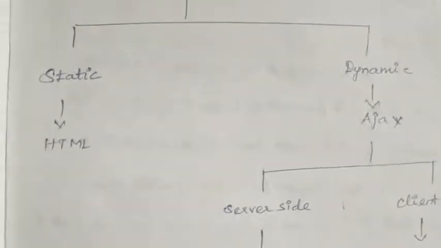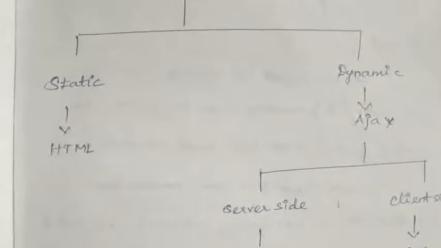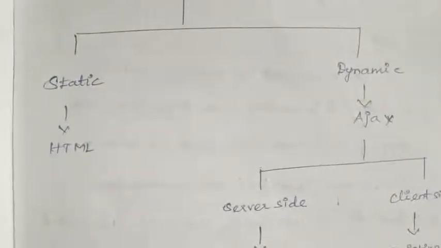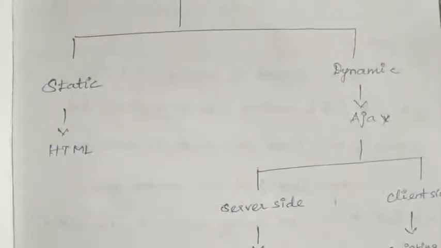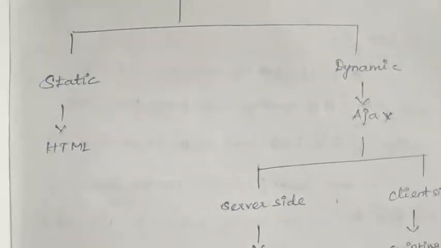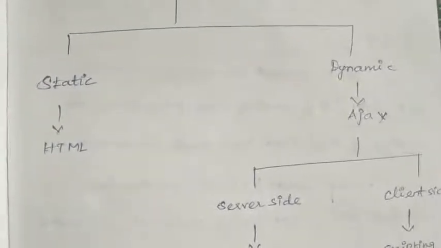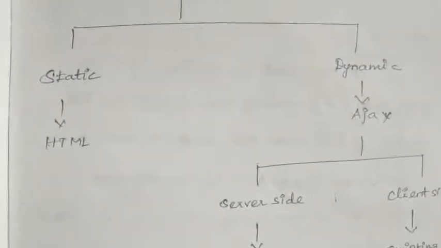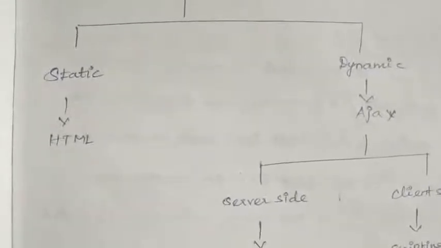What is static web page? Static web page is also known as flat or stationary web page. It contains only static information. User can only read the information but can't do any modification or interact with the information. Static web pages are created using only HTML.